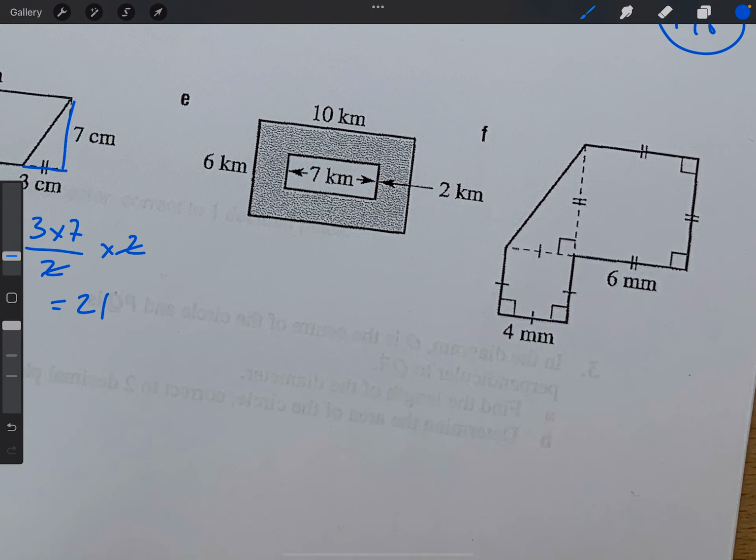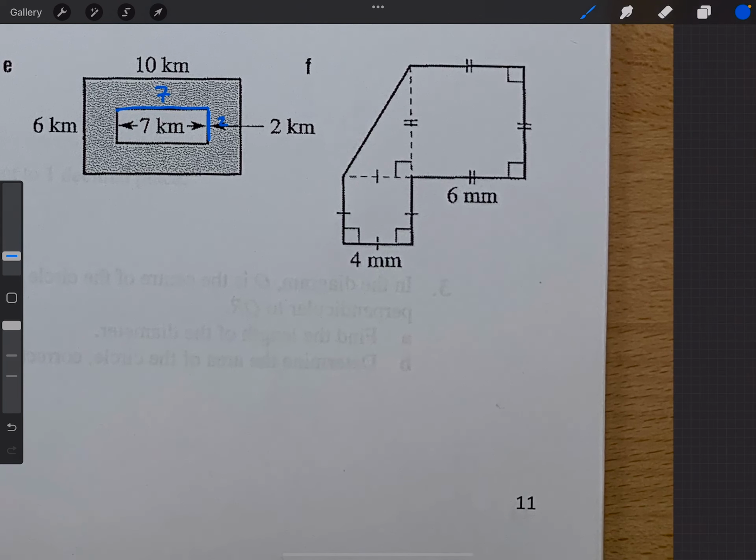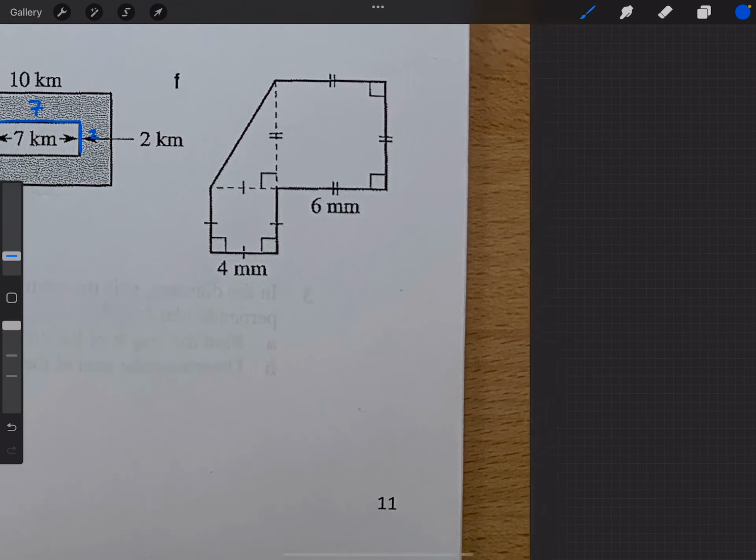This one is easy. Find the area of the big rectangle minus the area of the small rectangle. Now the way they draw is a bit tricky. You see how the arrow points to this? It's saying that this is 2 kilometers. So this is 2 and this is 7. Okay, so work it out. Do the area of the big rectangle minus the small one.